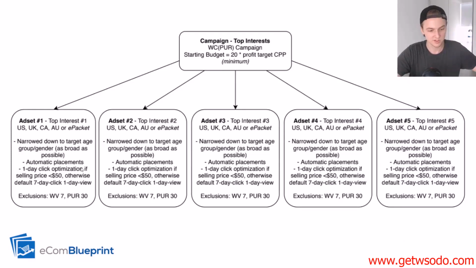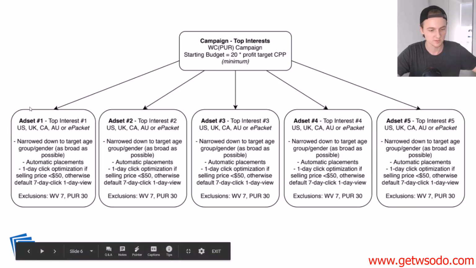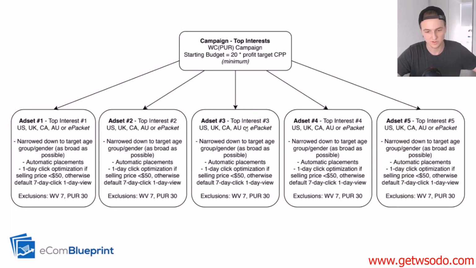Now, for placements, you just want to do auto placements. For your optimization, you just want to do 1-day click optimization if the selling price is under 50. Otherwise, just the default 7-day click, 1-day view. And so this is what an ad set's going to look like. And then the other ones are just the same thing, but you select a different interest, and everything else is the same.